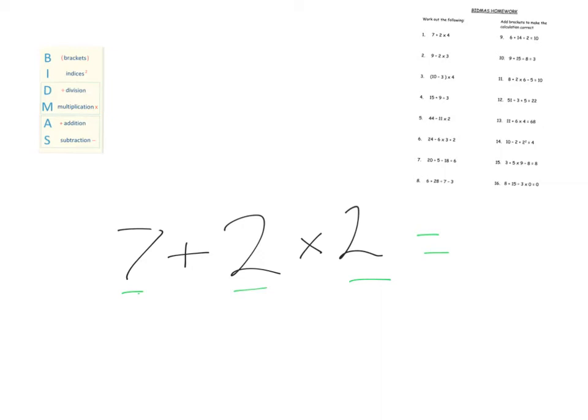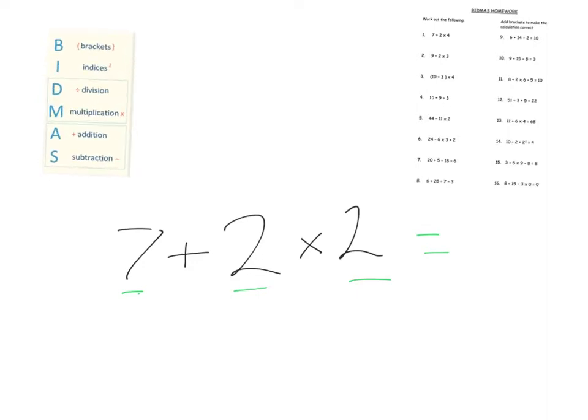From left to right now, we're going to have a look for division and multiplication. Now, the reason they're in a box is they happen at the same time. So now you can look left to right for this box here, division and multiplication. Let's have a look left to right. 7 plus 2, no division or multiplication there, times 2. Perfect, there's a multiplication there, so let's do that first. So 4 is now what my answer is, because 2 times 2 is 4. That 7 still stays there, and now it's 7 plus 4.